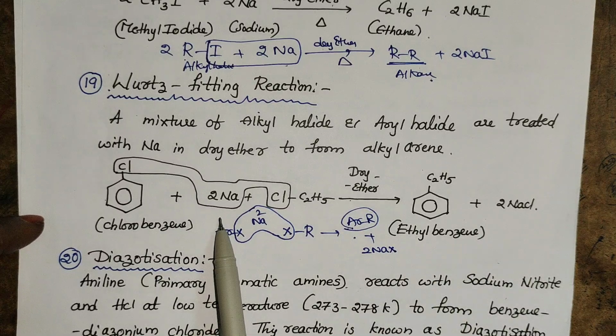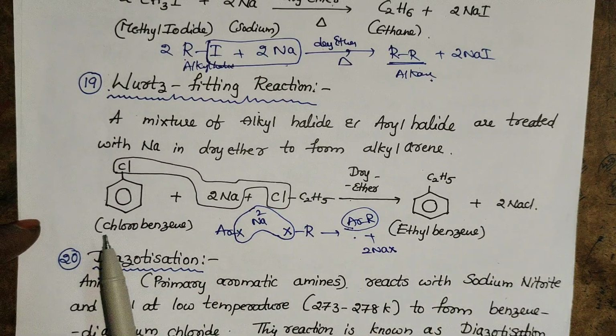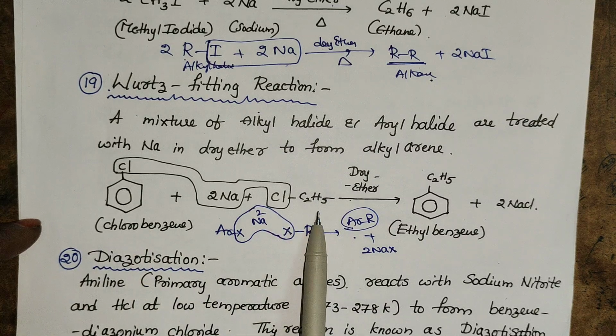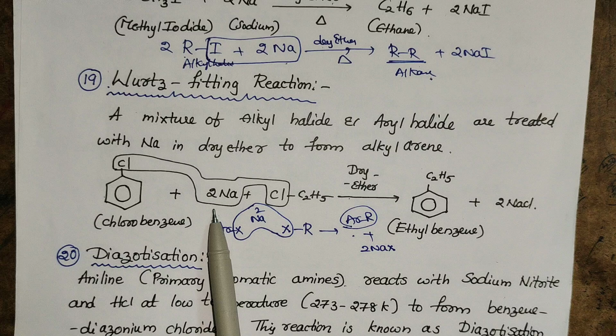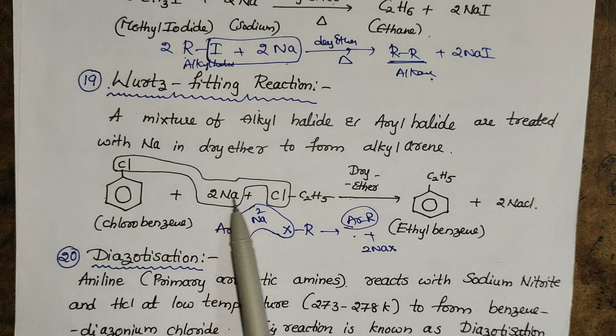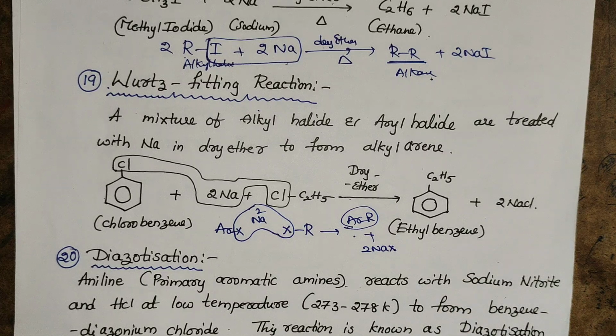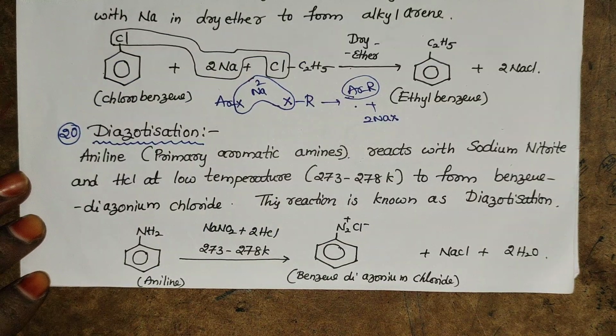That's it. Here also dry ether presence, heat presence, and sodium metal presence. So simple, chlorobenzene is treated with ethyl chloride in presence of sodium and dry ether. Here sodium chloride is eliminated, ethyl benzene is formed. That's it.